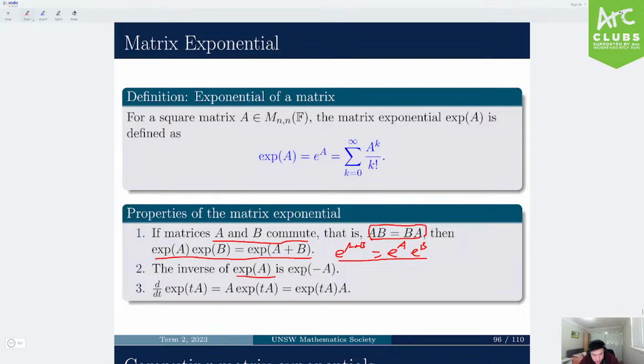The inverse of exp of A is just exp of minus A. That is again very intuitive. If we have e to some number A, invert it, that's just going to be e to the minus A. Okay. And the third one is also very intuitive.